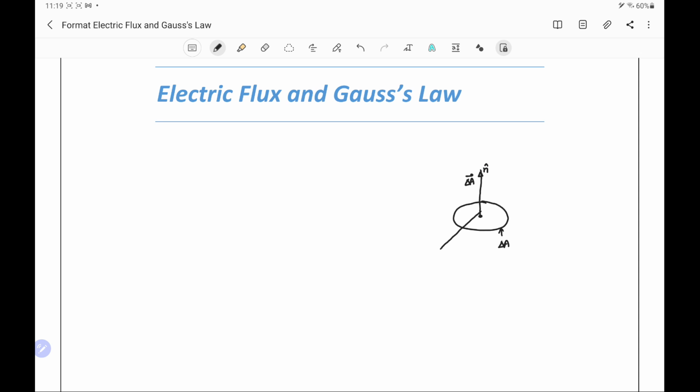And electric field is making an angle theta with the direction of area. So mathematically delta phi equal to dot product of electric field intensity and the area. If we open this, it is E delta A and cos theta. Theta is the angle between the electric field and the area.